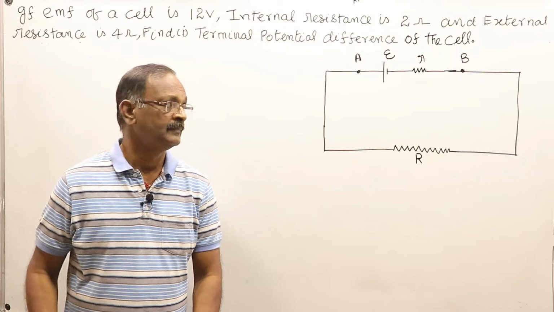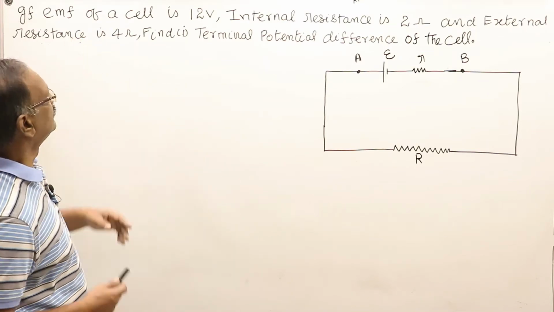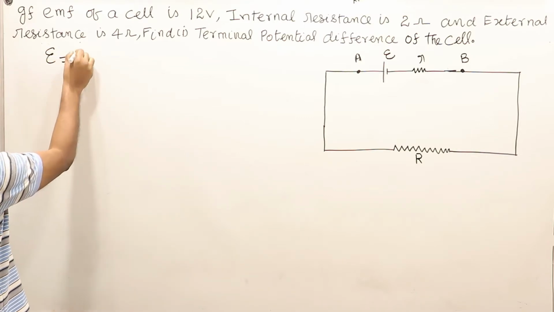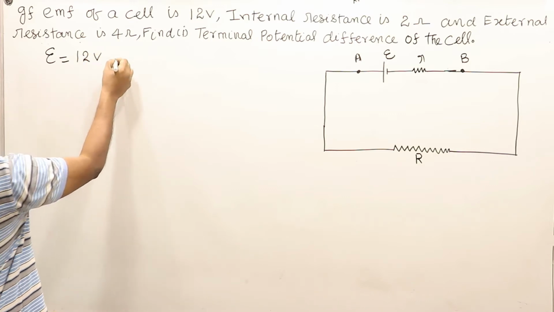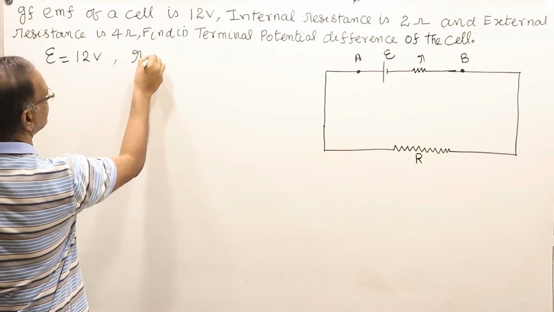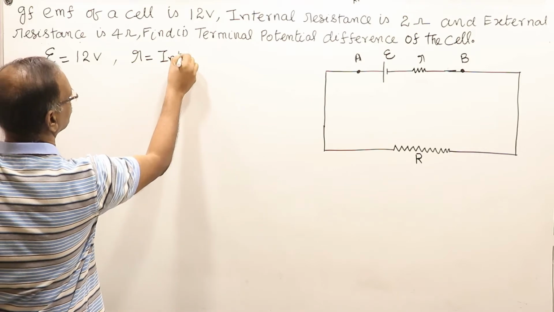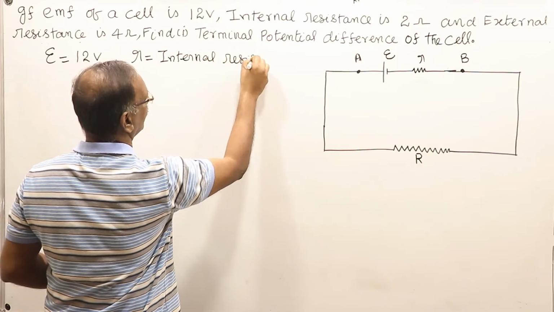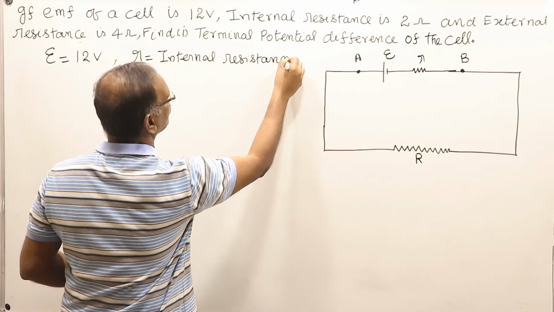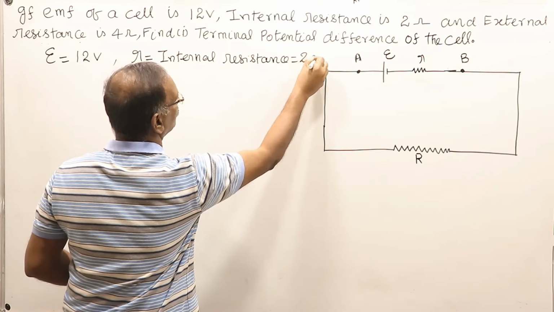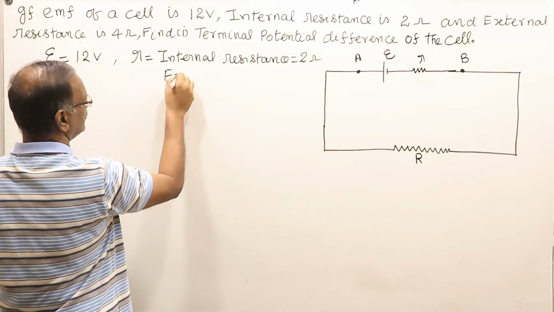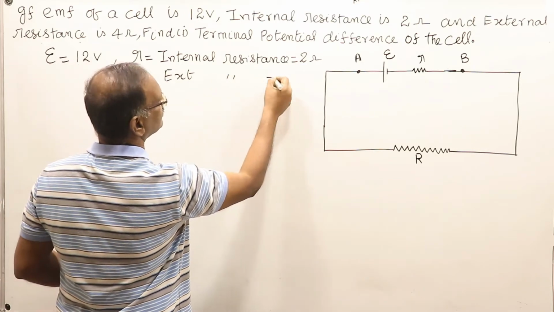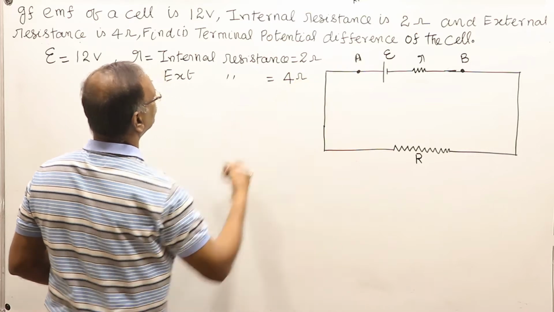Welcome student. In this numerical, the EMF of a cell is equal to 12 volt, the internal resistance r is equal to 2 ohm, and the external resistance R is equal to 4 ohm.